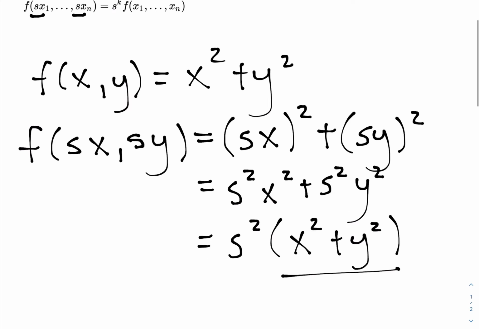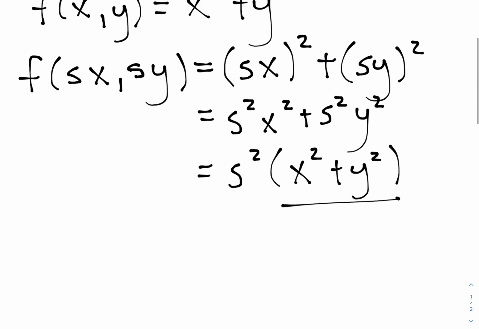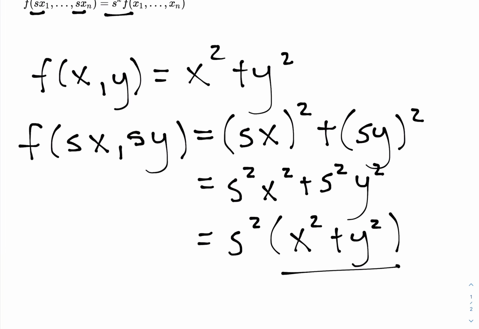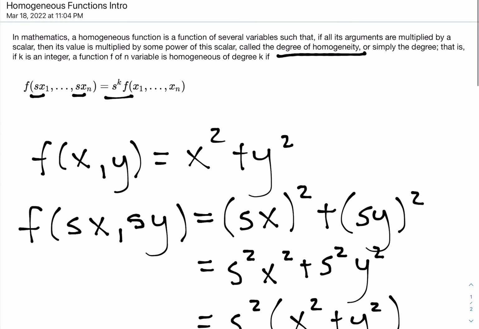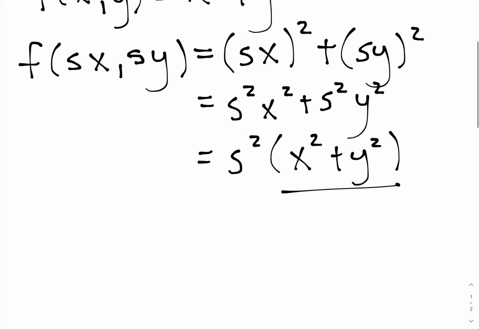And that goes along with the definition they gave up here. That is this part right here. This k in our case is 2 because we factored out an s squared. The degree of homogeneity of this function would be 2 because we can factor out an s squared. That's the degree on the scalar we factored out there. So this function is in fact homogeneous.